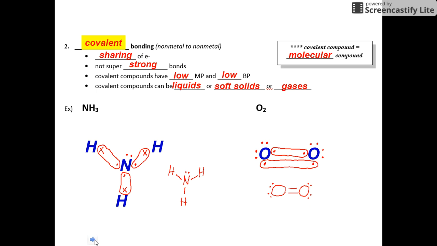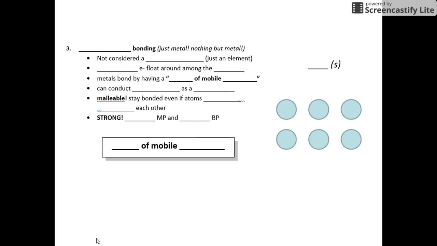Okay, final type of bonding. This is a new one. If it's not ionic and it's not covalent, it's going to be metallic bonding. Metallic bonding is when you've got a metal, nothing but a metal. Okay, and in fact, a metal isn't considered a compound because you've just got an element like iron or aluminum or sodium or potassium.